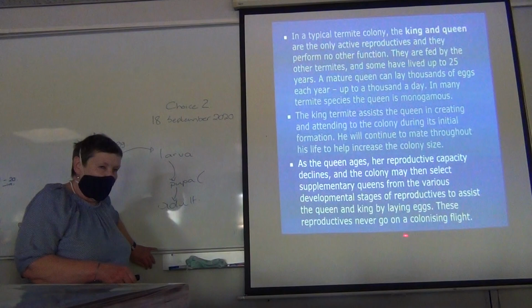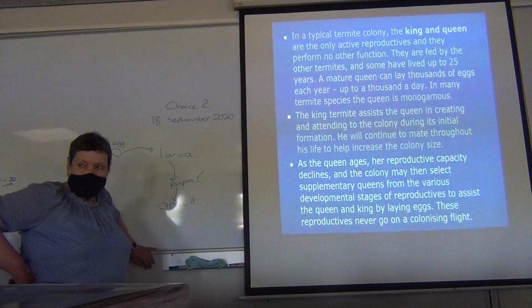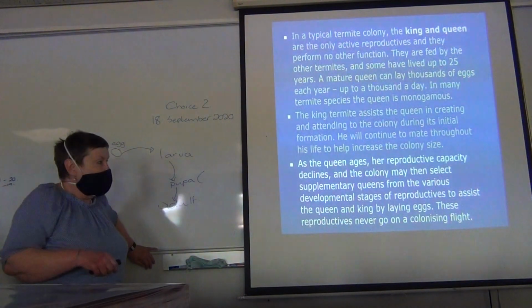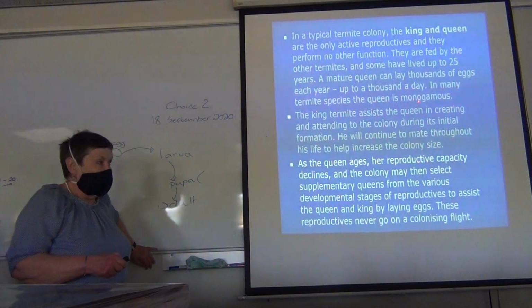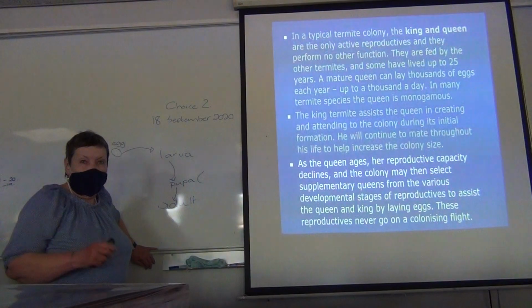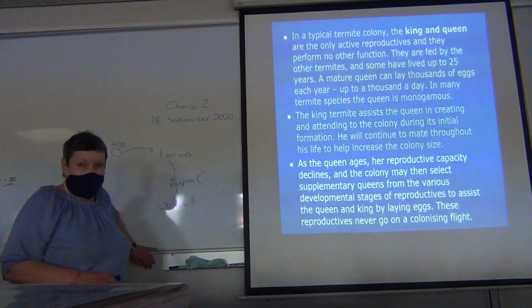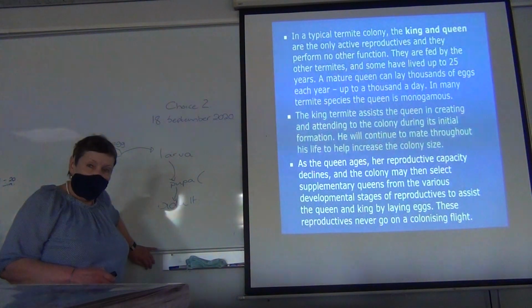These ones never go on a colonizing flight. They just start to reproduce in the colony because the king and the queen are getting old. How do they choose the supplementary queens? They must have slightly different structures because they're fertile.